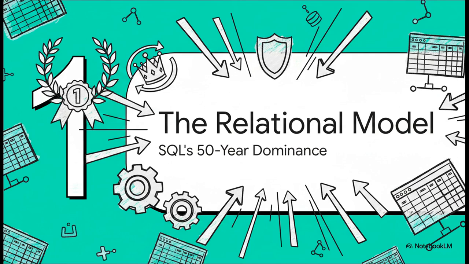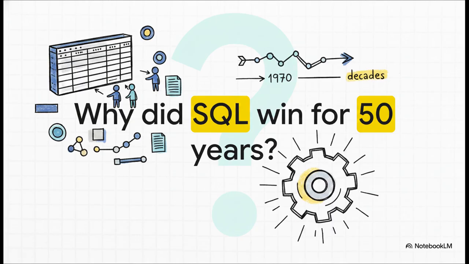So let's kick things off with the reigning, undisputed champion, the model that has basically run the entire software industry for half a century, the relational model, the absolute powerhouse behind SQL. Now, I'm serious, think about that for a second. If you're a developer, you probably use SQL all the time. But have you ever really stopped to ask why? Why did this one idea, cooked up back in 1970, beat out every single competitor for decades? The answer isn't just tables. It's about a hidden genius baked right into its core.